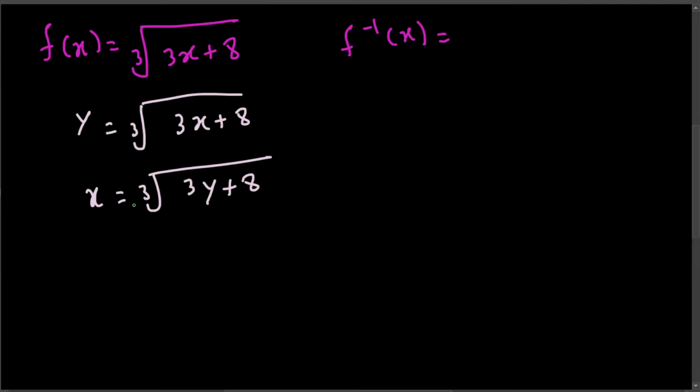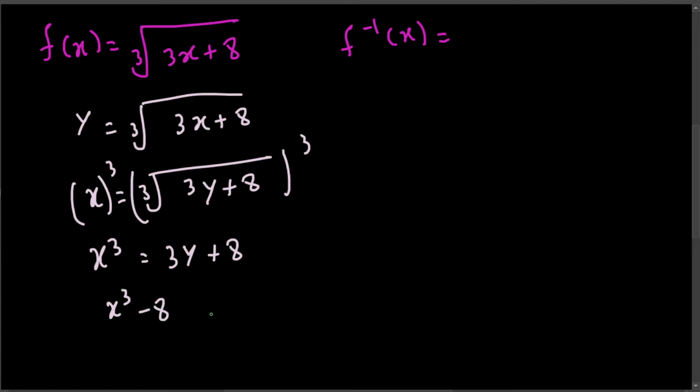Now to get rid of the cube root, we have to cube both sides. So if we cube both sides, x becomes x cubed, and on this side the cube root and cube cancel each other. Therefore we will get 3y plus 8. Now we are interested in y, so we bring the 8 to the other side. So that's going to give us x cubed minus 8 is equal to 3y. Therefore y is equal to x cubed minus 8 divided by 3, and that's our inverse function.